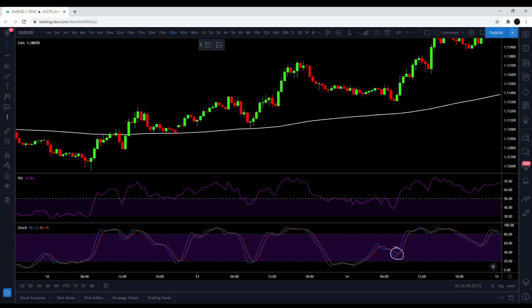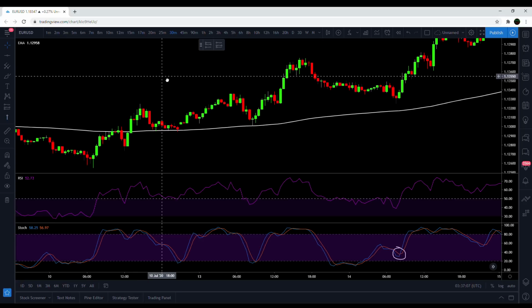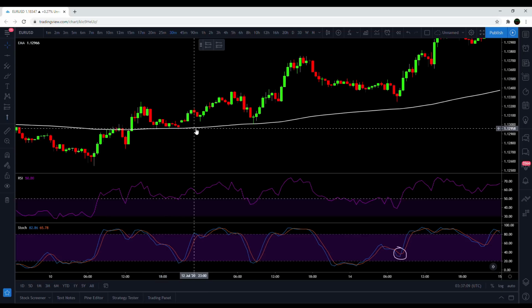The indicators needed for this strategy are 200 EMA, RSI, and stochastic indicator. So the first thing is very simple. The 200 EMA just acts as a basic trend filter. So you can only take long positions when price is above the 200 EMA. You can only take short positions when price is below the 200 EMA.